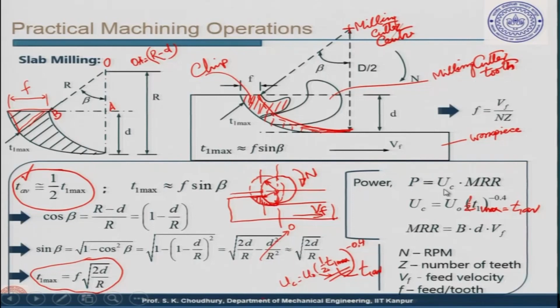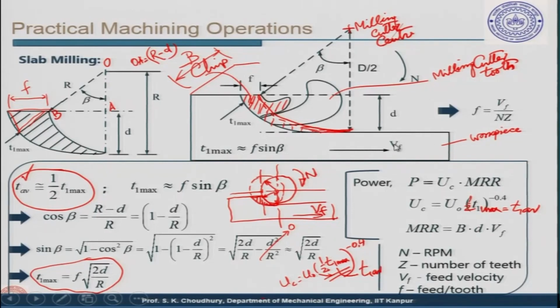Therefore, the power is the specific energy into material removal rate. Material removal rate is velocity into area, and area is B into d. B is the width, as I have shown earlier. Let us say this is the B. B into this d will be the area of cut, and Vf is the velocity.